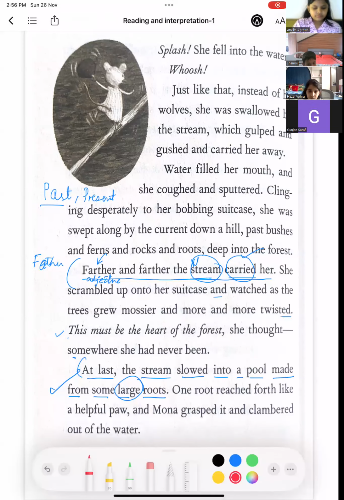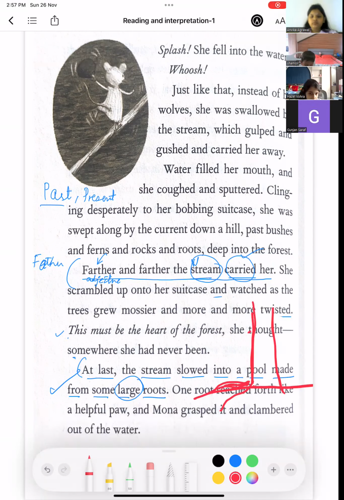I'm drawing it for you with the help of this red color. This is the tree branch, tree trunk, and then we will have some roots. If it's a big tree, you'll see some roots on the surface also, and the other roots would be inside the soil. Agree? So here, one root reached forth like a helpful paw.